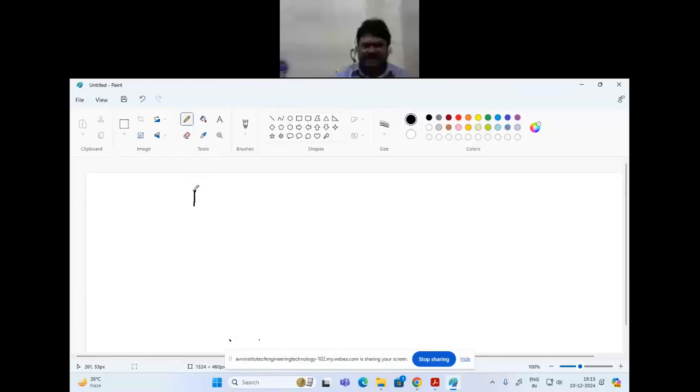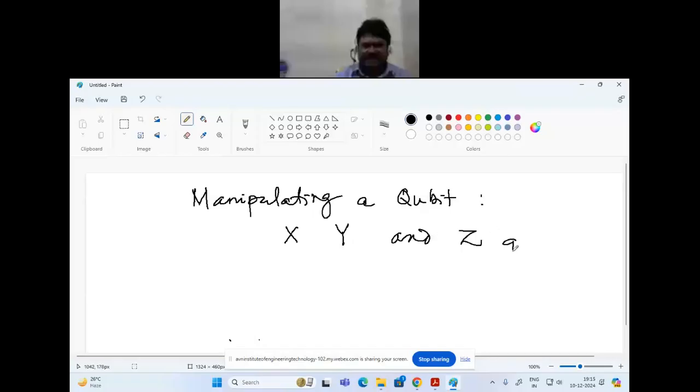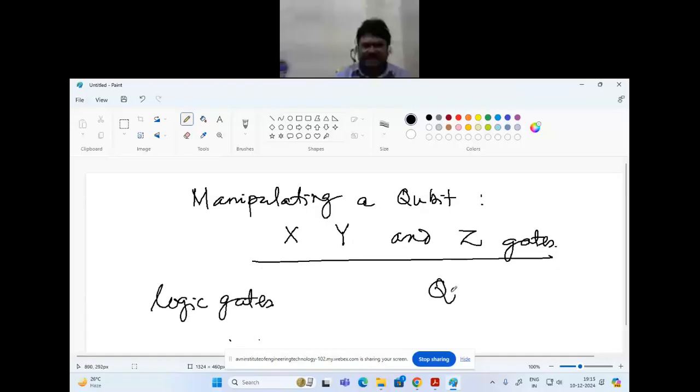Now, manipulating, I will request all to manage the manipulating time. Actually, I will take a little more time. Manipulating a qubit through X, Y, and Z gates. All right. In classical computers, we use logic gates. But here we use quantum gates. Okay. We use different gates called quantum gates, all right, to process the data.